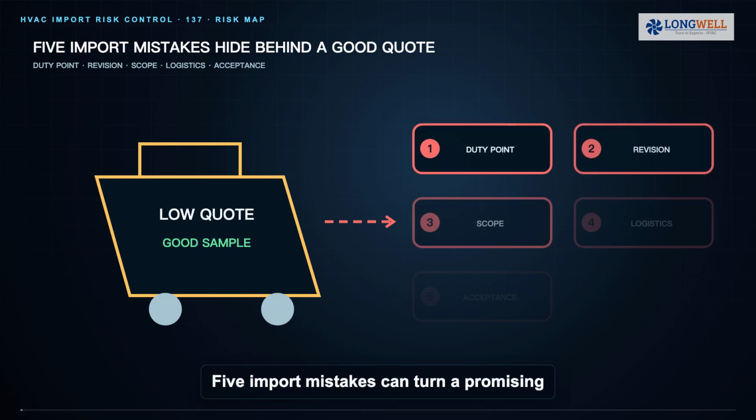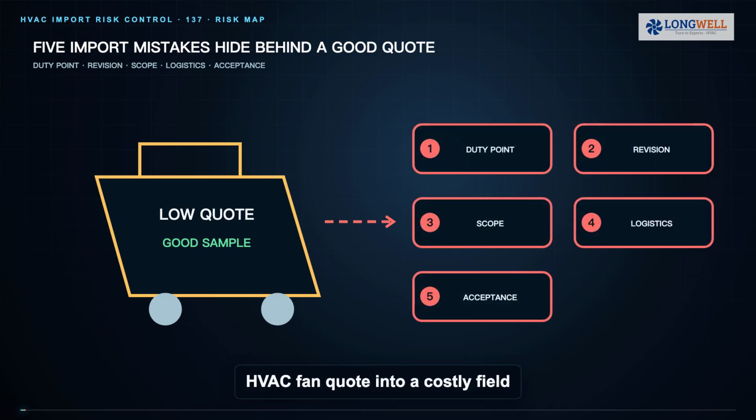5 import mistakes can turn a promising HVAC fan quote into a costly field problem. The dangerous part is that all 5 can hide behind a good sample, a clean factory video, and a low unit price. This guide shows a buyer-side evidence method: define what must be true, request proof tied to the order, and keep open risks visible until they are closed.